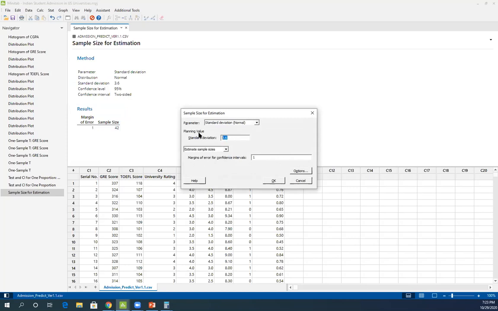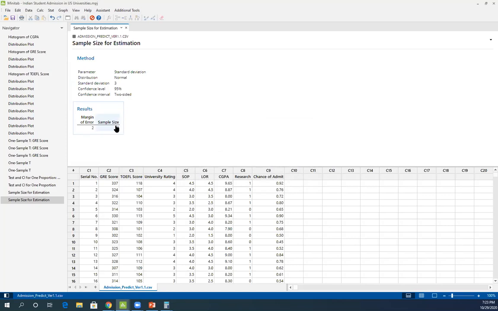For example, the standard deviation of the age of university students in Eastern Washington is, let's say, 2, or let's say 3. And the margin of error is, let's say, 2. So in this case, the sample size comes out to only 30. So based on a preliminary or pilot study, you can get to know the standard deviation, and then you can come to the sample size for estimation. So this is about chapter number 8.